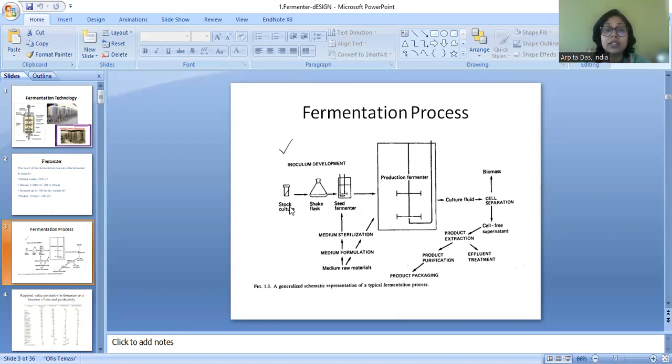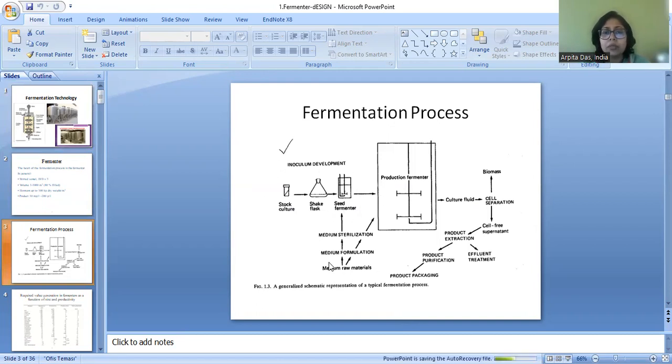Like for a 1,000-liter bioreactor, I cannot give a loopful of microorganism. At least 1% of the bioreactor volume should be the size of the inoculum. That means, like in a 100 ml flask, at least I need to put 1 ml of inoculum. So for million-gallon and gallon bioreactions to take place, we need to put at least 1% as an inoculum. So to do inoculum development, a separate process is taken care of. You can see it has been done over here.